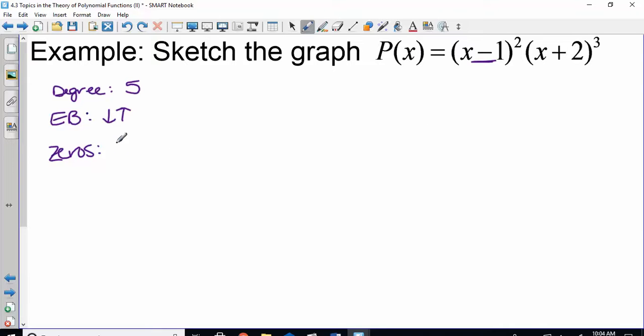What makes x minus 1 equal 0? And what multiplicity does that have? 2. If you have a multiplicity, I want you to write it. So if it's not to the first power, you need to include your multiplicity. The next 0 would be negative 2, multiplicity 3.